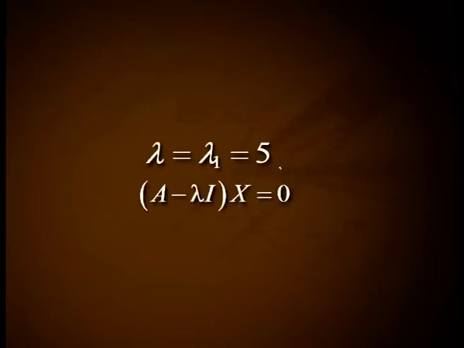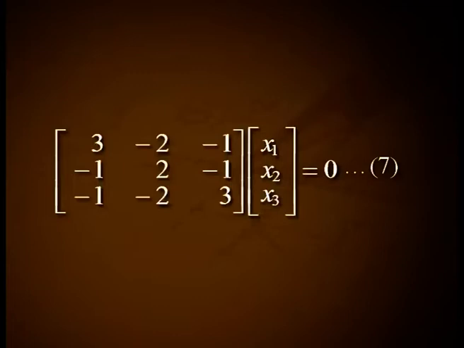When lambda equal to lambda 1 equal to 5, (A minus lambda I) x equal to 0 becomes matrix [minus 3, 2, 1; 1, minus 2, 1; 1, 2, minus 3] times column matrix x1, x2, x3 equal to 0, equation number 7.